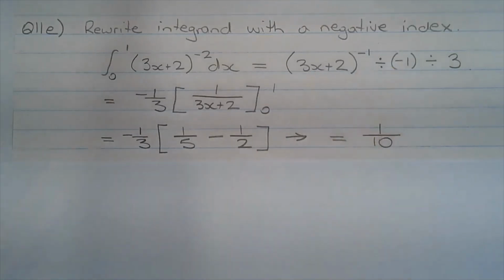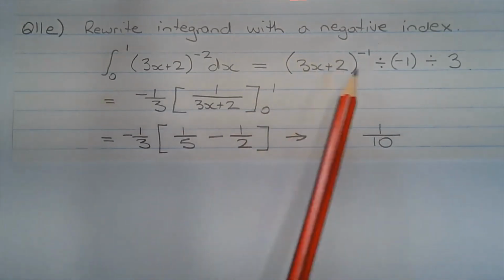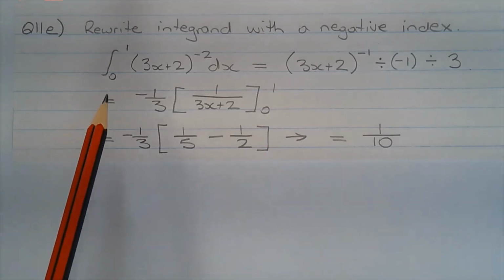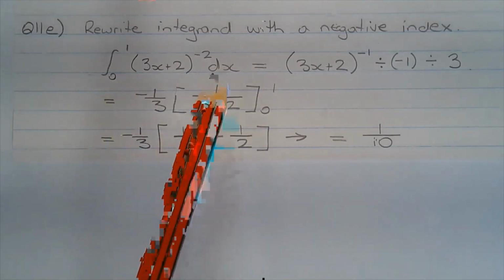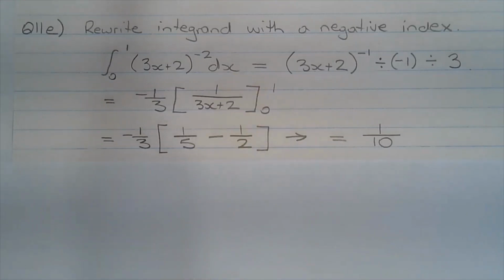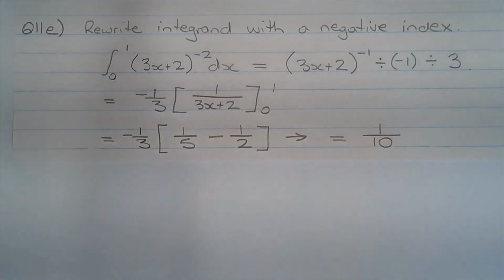So we divide by negative 1, but then we divide by the derivative of what's inside the bracket. So we're going to divide by 3. So that's the reverse of the chain rule. And that equals negative 1 over 3 multiplied by 1 over (3x plus 2) from x equals 0 to x equals 1. Then applying the limits of integration, that equals negative 1 over 3 multiplied by (1 over 5 minus 1 over 2), and that equals 1 over 10.